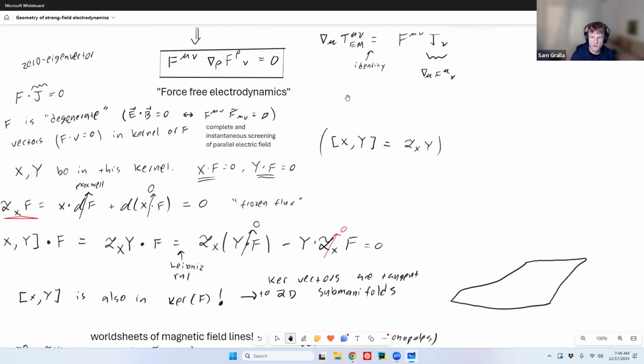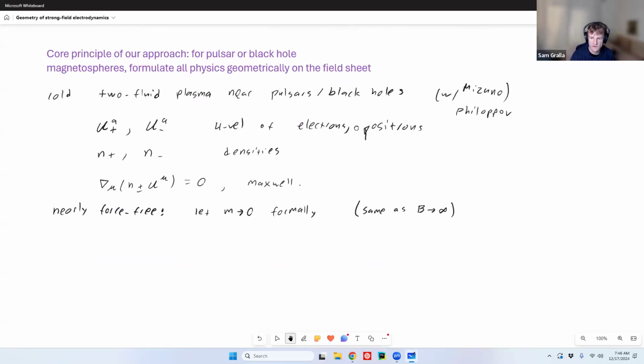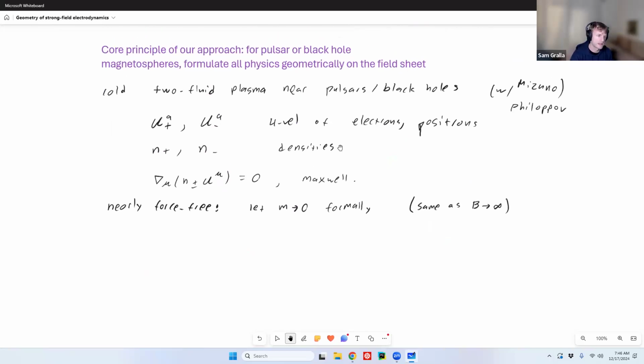If you've thought about gyro radius type stuff in guiding center, this is the zero gyro radius guiding center approximation. We're not worried about any kind of circular motion, because in these fields, it's just instantly radiated away. All of these charges near pulsars are just stuck to the field line. In fact, they're on the lowest Landau level. It's really a quantum description. So we're going to let m go to 0, and we're going to expand everything.